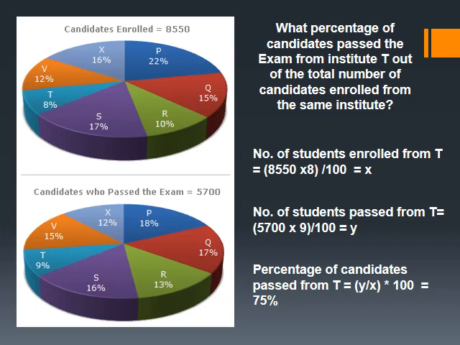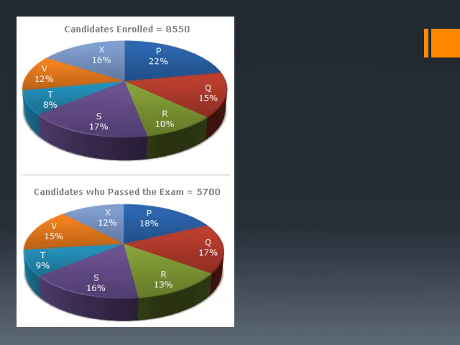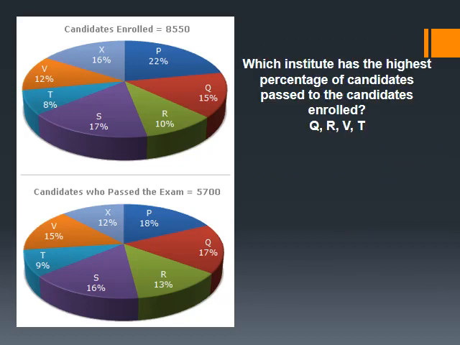We will look at another question based on the same data. This question: which institute has the highest percentage of candidates passed to the candidates enrolled? The same thing, that is number of students who have passed to the number of students who have enrolled. And the options are Q, R, V and T. Out of this, which has the highest percentage of pass? Q, R, V and T are the institutes.